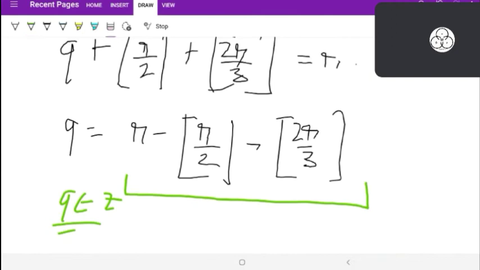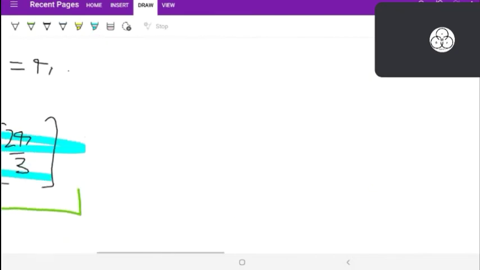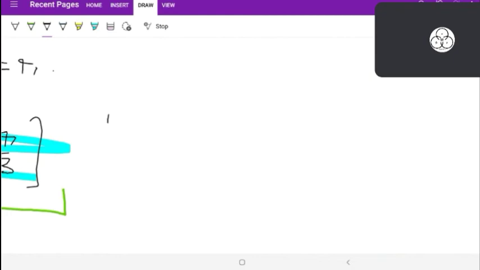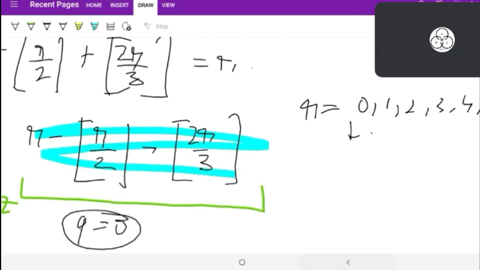Now how do we evaluate this part? We can easily evaluate by putting the values of r. What are the values of r? r equals 0, 1, 2, 3, 4, 5 by remainder theorem. Just put 0, you will get q equals 0, and q equals 0 is definitely an integer, but what was given in the question, I need to check.